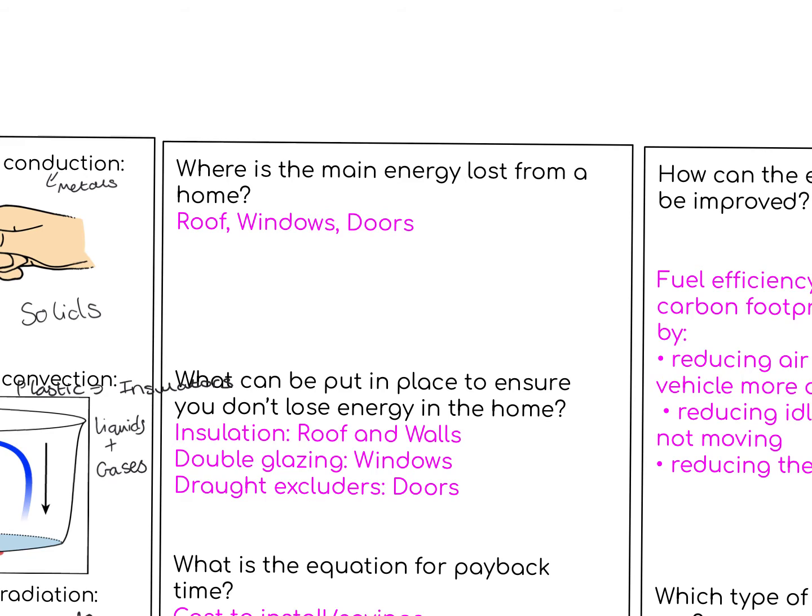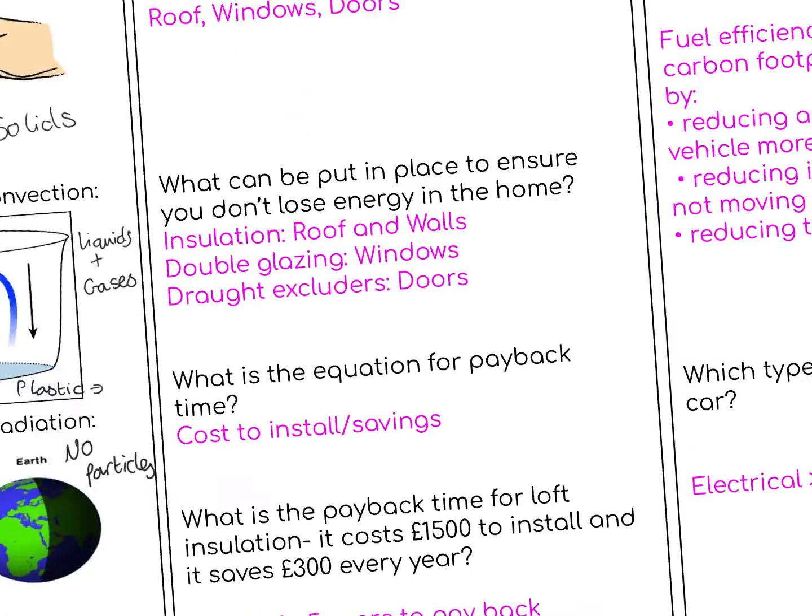So where are the main places that energy is lost from the home? You're looking at places like roof, windows, doors. What can we put in place to ensure we do not lose energy in the home? We can insulate roofs and windows. We could use double glazing in our windows, and we could use draft excluders at our door, okay?